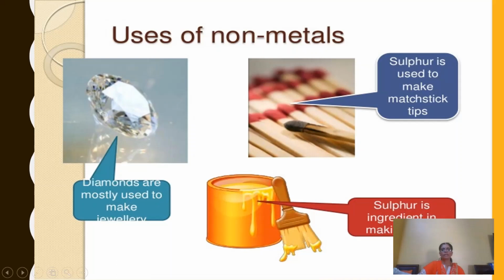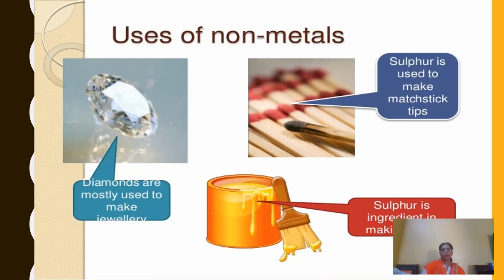And here we can see sulfur. Sulfur is used to make matchstick tips. The tip of the matchstick is nothing but sulfur. Sulfur is also used in making paint as a main ingredient. So for uses of sulfur, we can write: sulfur is used in matchsticks, that is, the tip of the matchstick consists of sulfur, and sulfur is also used in making paint.